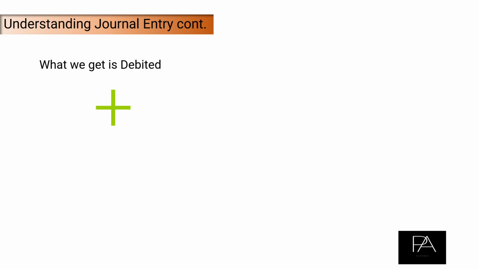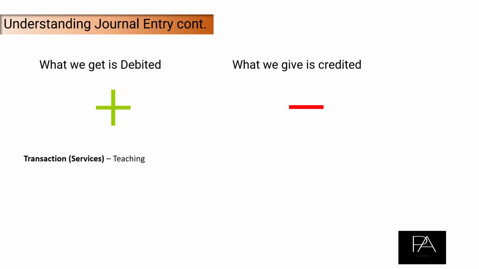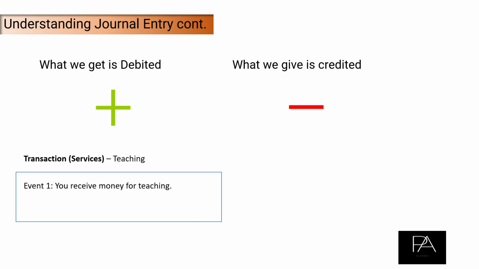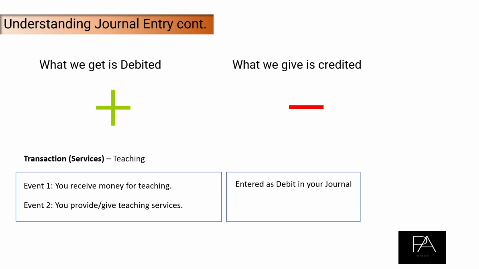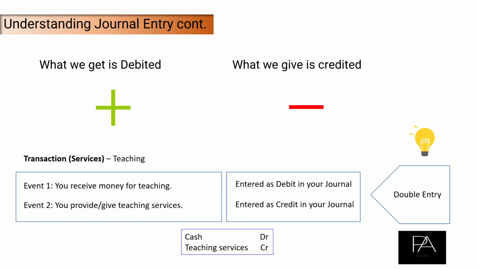The next example is in terms of services, teaching. When I provide the service of teaching, what do I get? I get money. And what do I provide? I provide teaching services. I am getting cash, so for me cash will be debited because that's what I get. And what is credited is my teaching services. So if you see here, cash is debited and teaching services is credited.